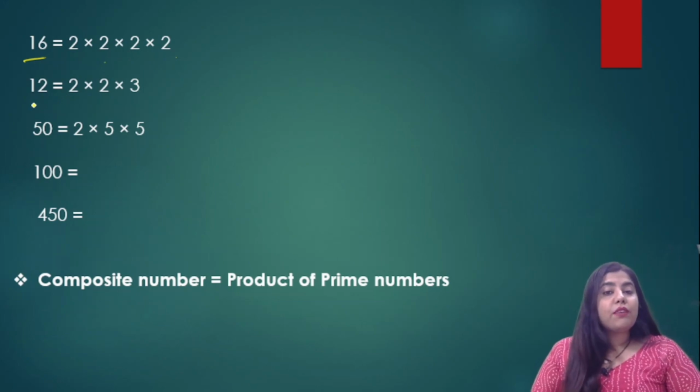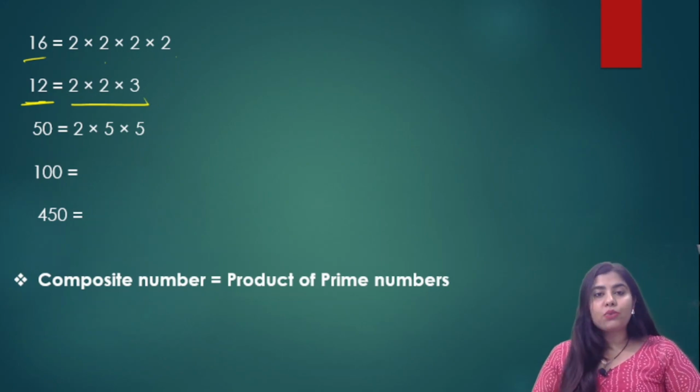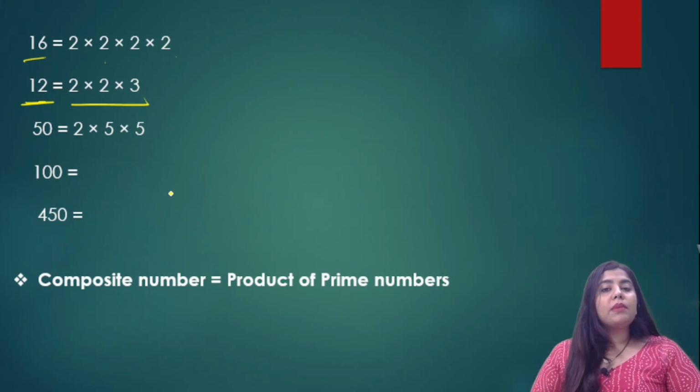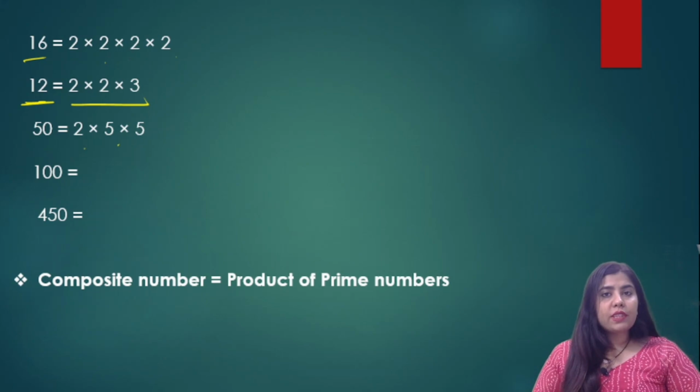Similarly, if we talk about 12, then we can write it as 2 multiply 2 multiply 3. Here 2 and 3 both are prime numbers, hence it is the product of prime numbers, and there is no other way to express 12, right? Similarly for 50, 2 multiply 5 multiply 5. We can change the order of these primes, but these factors remain the same.